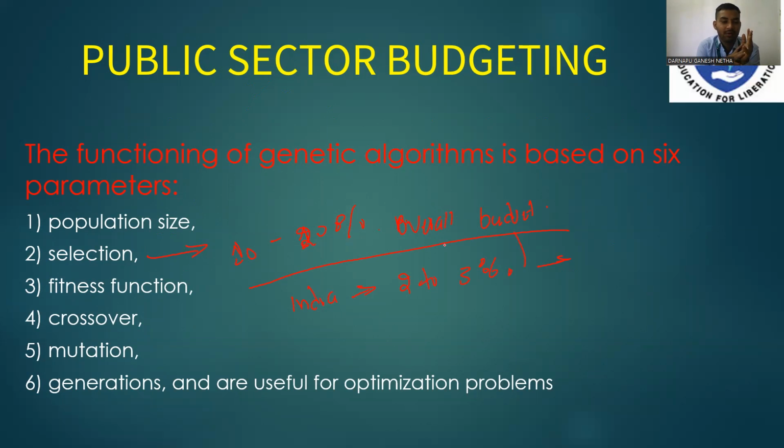So selection is important. Selection plays a crucial role in budgeting. That is the reason selection is more important.